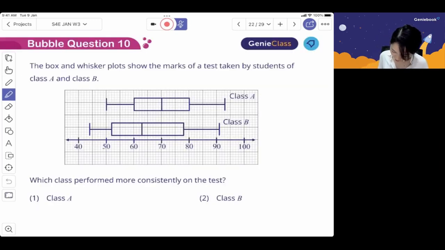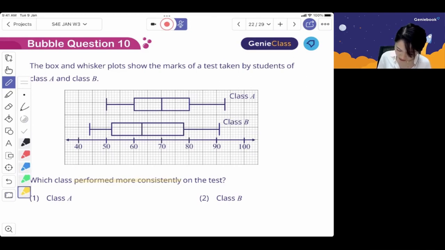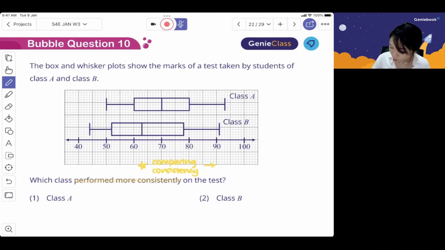Which class performed more consistently? Now we are comparing the consistency. Remember, when we are comparing the consistency, what do we use as our measure? You have 1 minute for this. Your time starts now. When we are comparing consistency, we use the interquartile range.